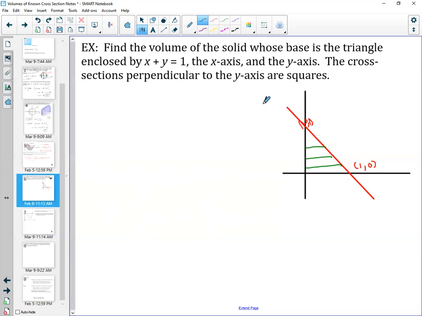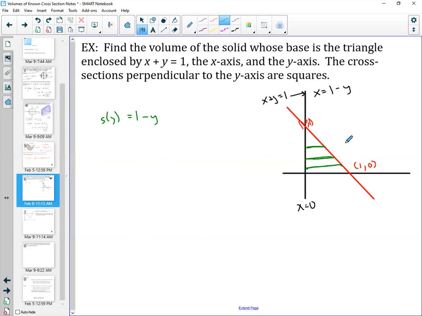So for example, this is the line x plus y equals 1. I could also write it as x equals 1 minus y. Now, this line is written as x as a function of y. The right side of this region is this red line, and the left side is the line x equals 0, that's the y-axis. Which means my s's, which are these green lines, are really the right minus the left. So it's 1 minus y. Should call it s of y, right? This distance here is 1 minus y.